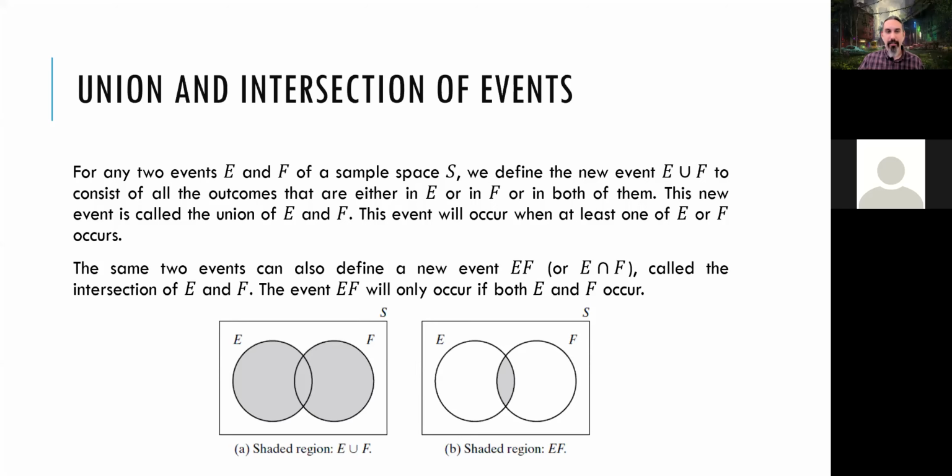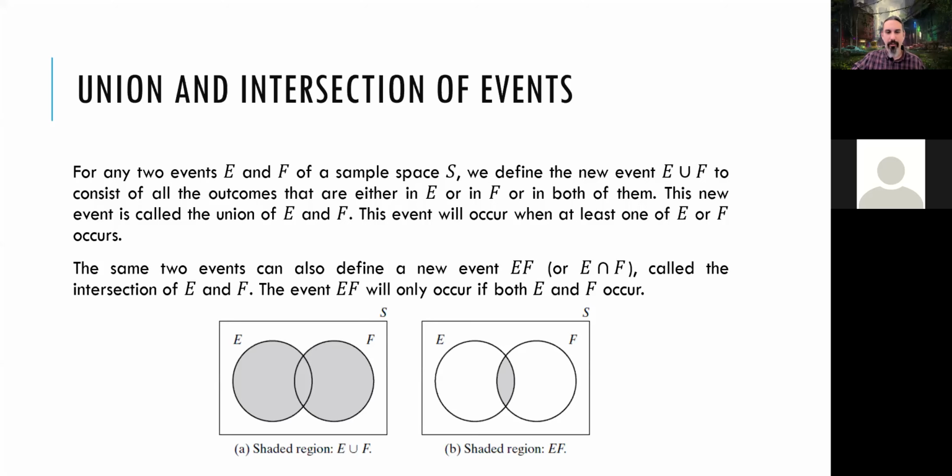The same can be said about intersection. When we're talking about the intersection of two events, we can write it like this, EF or E intersection F. They're both applicable, and we read it as intersection of E and F. This EF event will only occur if both of those events occur. So we have to find an outcome that is both in E and F. If that outcome occurs, then the intersection will occur.